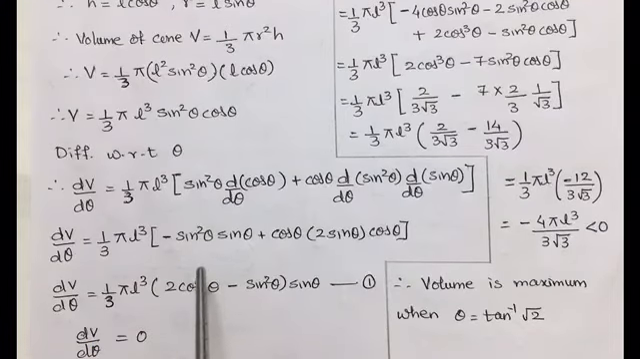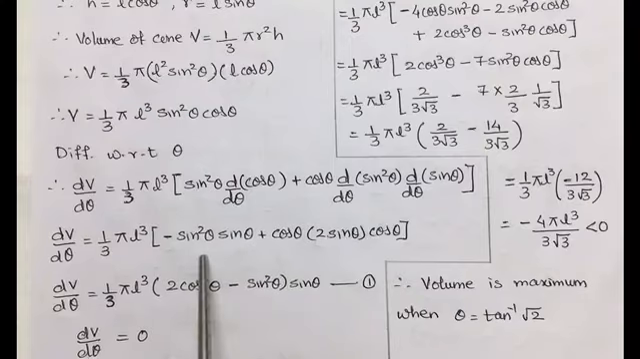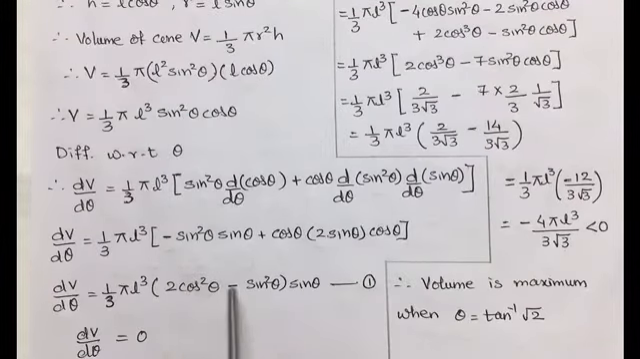Now taking up this term first, we get, with sin theta outside as common, 2 cos square theta minus sin square theta, and sin theta is taken out common. This statement we have marked as 1, so that the second derivative is to be calculated of this statement.